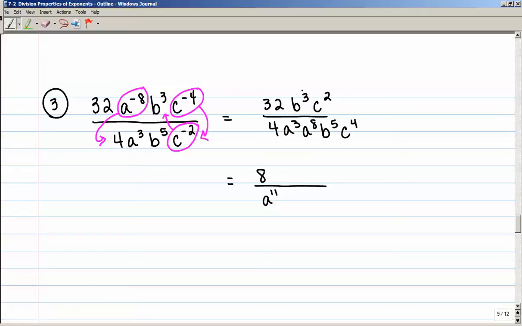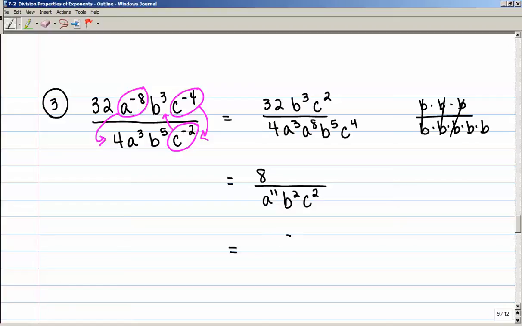B's, I have 3 b's on top, 5 b's on the bottom. You can think of it like this: b times b times b on the top, 5 b's on the bottom. What's going to happen? I'm left with 2 on the bottom. And then the same thing with the c's. 2 c's on top, 4 c's on the bottom. Leaves me with 2 on the bottom.